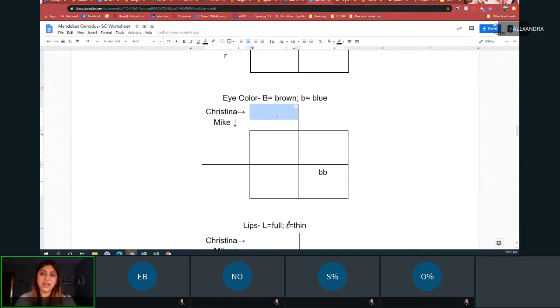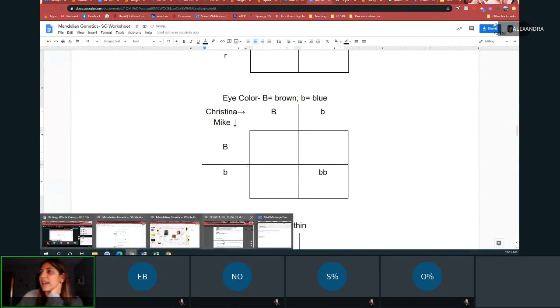So tell me, what is Christina's genotype going to be, and Michael's, or Mike. So weird to call him Mike, but good, Tara. So that is going to be big B, little b, same thing with both of them, right? Oops, that should be little b. Good. So that is going to be their genotype. Exactly. So we're starting to get the hang of it.